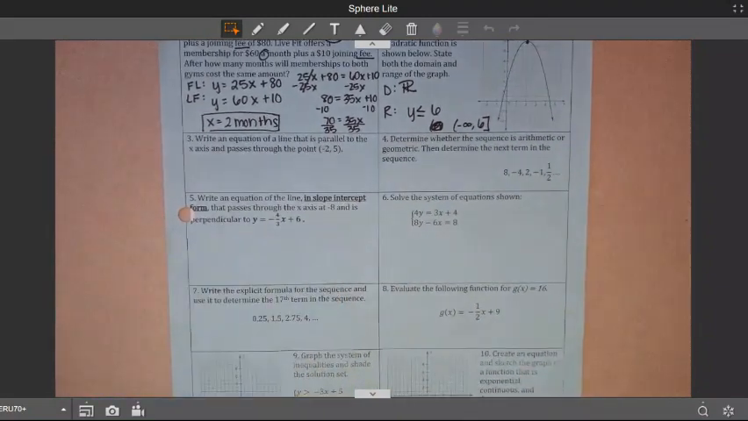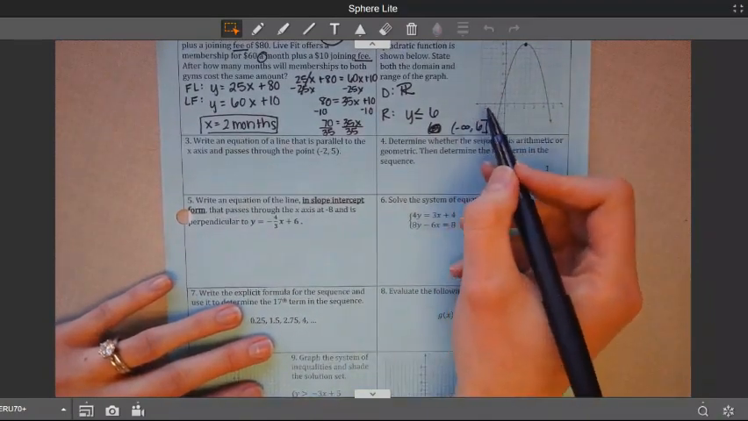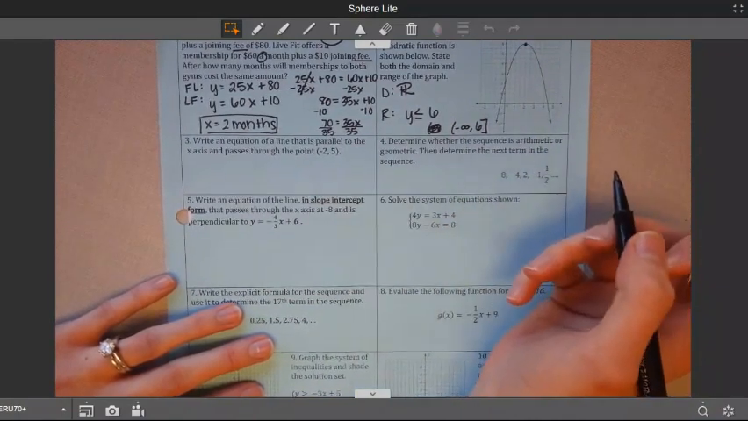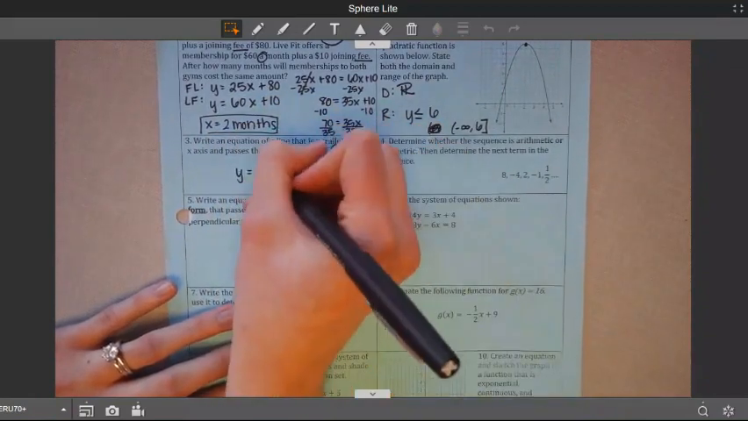Number 3, write an equation of a line that is parallel to the x-axis and passes through the point negative 2, 5. Well, the x-axis, as you can look on this graph, is a horizontal line. And for horizontal lines, they have a 0 slope. So it's always just y equals whatever the y value is, which in this case is 5.